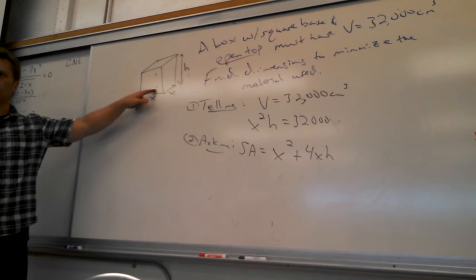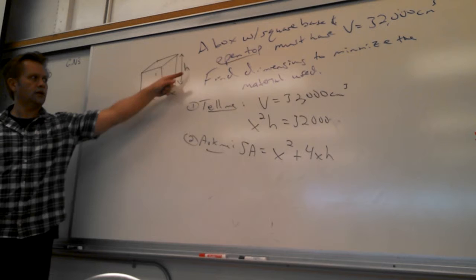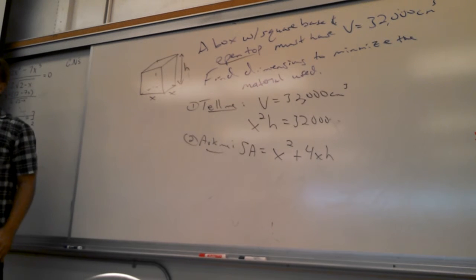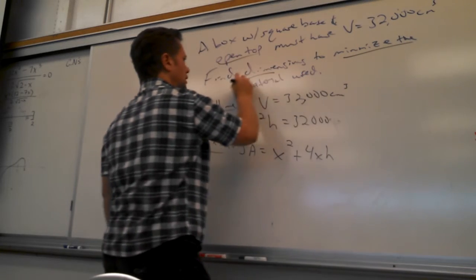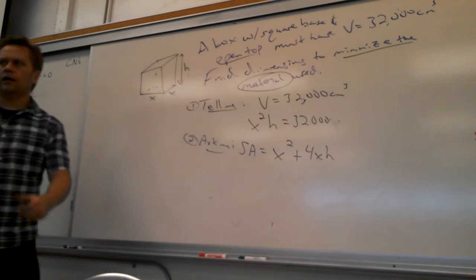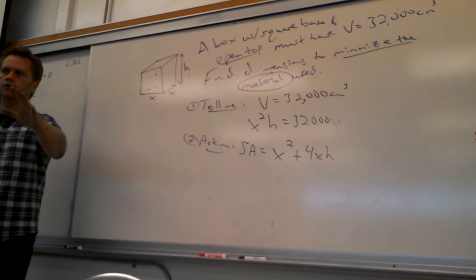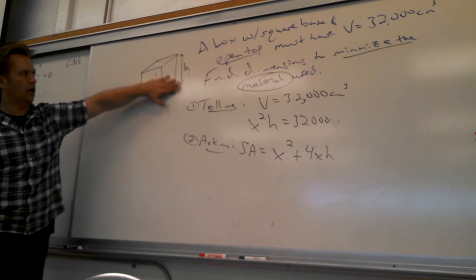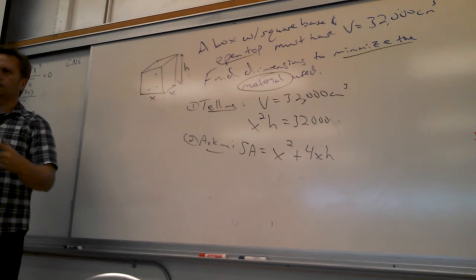There's a bottom. What's the area of the bottom? x squared. And there's 4 sides, and the area of each is xh. How do you know that you're using surface area? When they say minimize the material used, I can get a square footage of whatever to make this thing, right? So the material I'm using is the surface area. The inside's empty, so there's no material inside. Does that make sense?